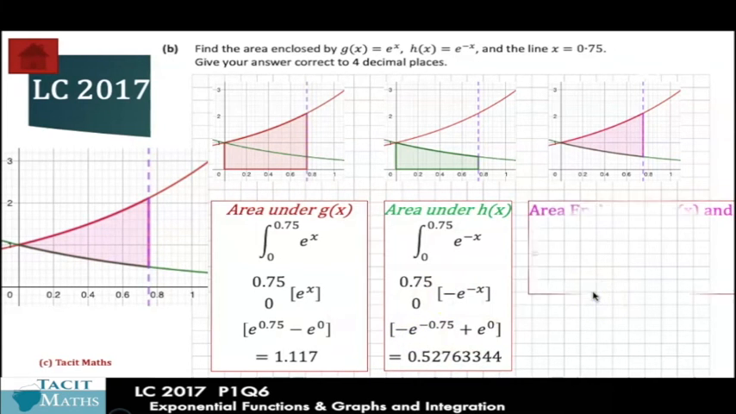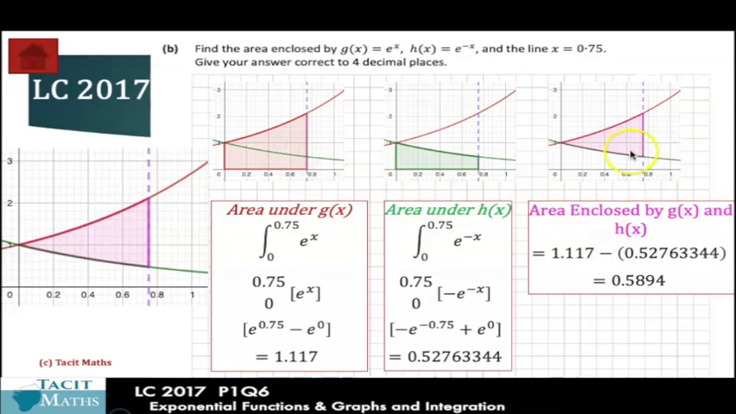Now, final step then. So we know that to get this pink area here, it's going to be the red area minus the green area. So that's where we end up with that. So that's what we just do here. Take that, gives you that. So that's the area of the pink region here.